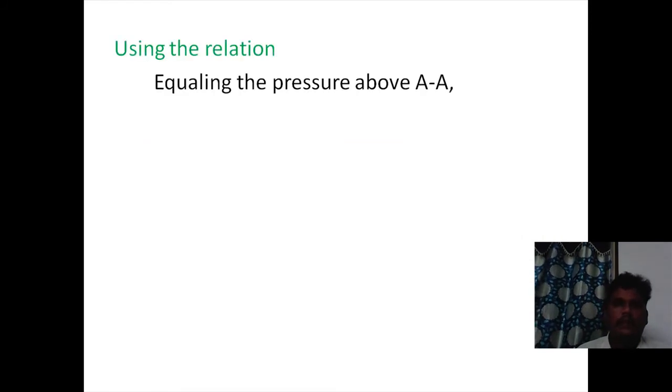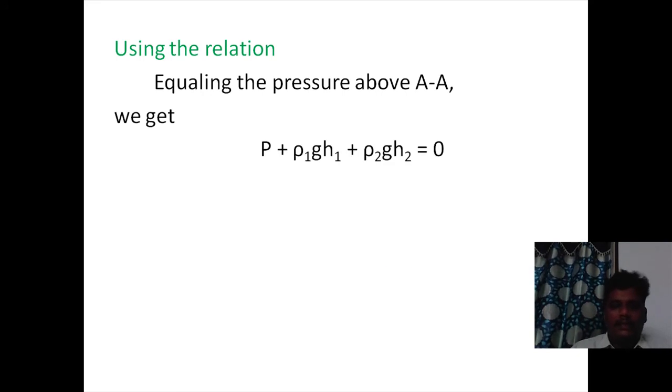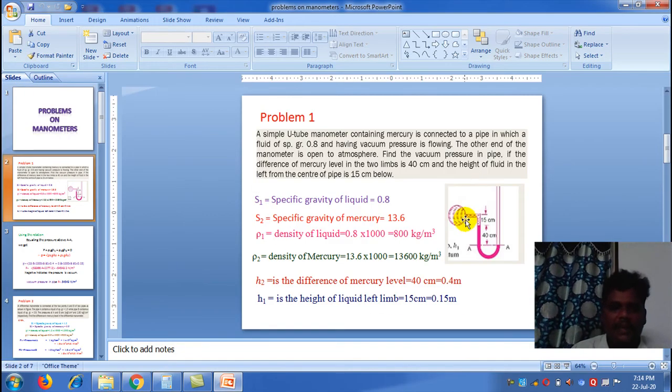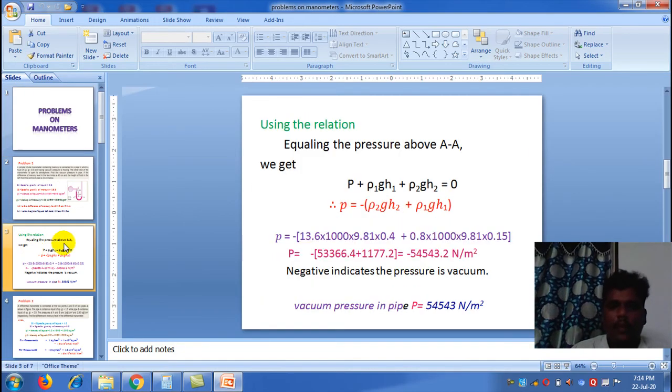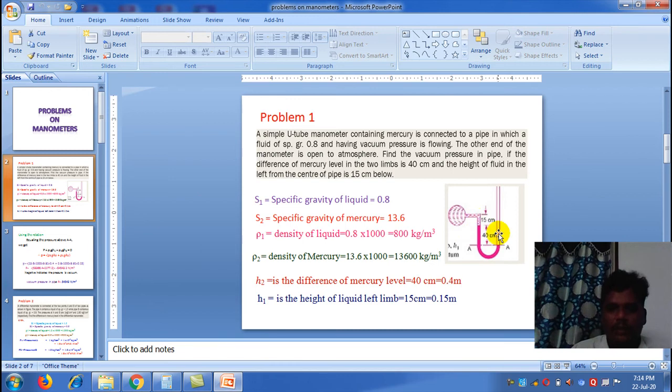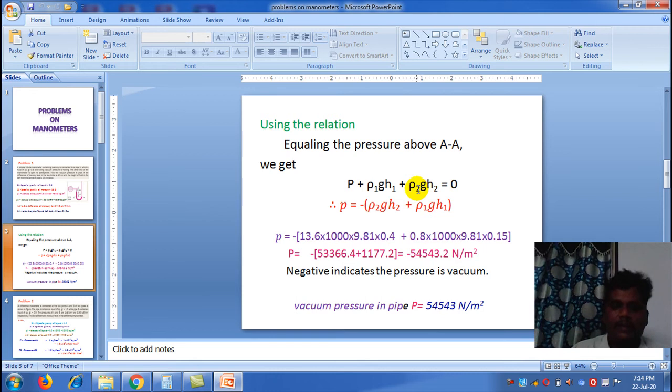Now, using the relation equating the pressures above A, and using the diagram, we get P plus rho 1 g H1. The density is rho 1, the gravity is g, and the height is H1. There will be a derivation in manometers also.